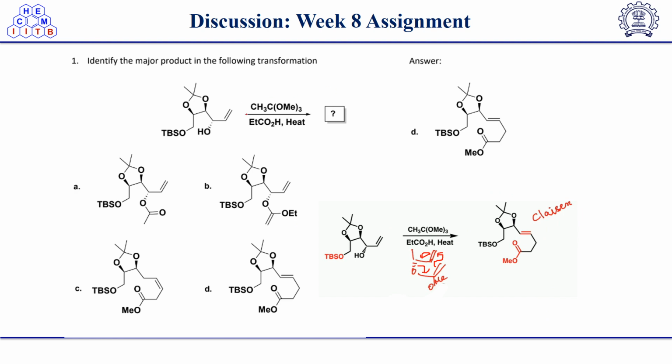In the presence of this compound, this hydroxyl group gets converted into OC(OMe)=CH-CH=CH2. Because we are heating and there is a possibility for this Claisen rearrangement, it will undergo this 3,3 sigmatropic rearrangement to give this unsaturated ester. So the correct answer is option D. This is not an alpha beta unsaturated ester, but the correct answer is option D.